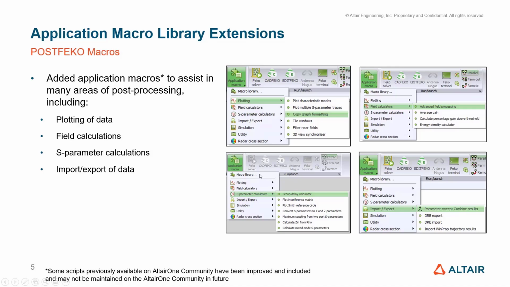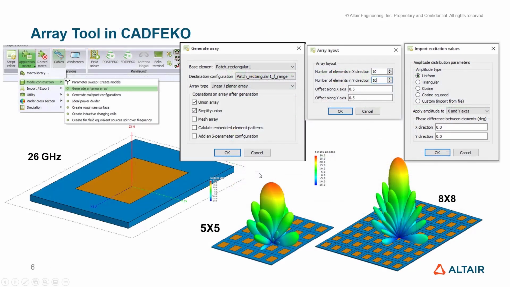You can choose the base model of your interest and generate the antenna array. Use union array, simplify the union, choose the number of elements you want, and enter the offsets appropriately. After that, the following screen will ask about the amplitude type, what kind of amplitude you would like to excite it with, and also the phase difference you would like to assign. Let us start working on the demo part.